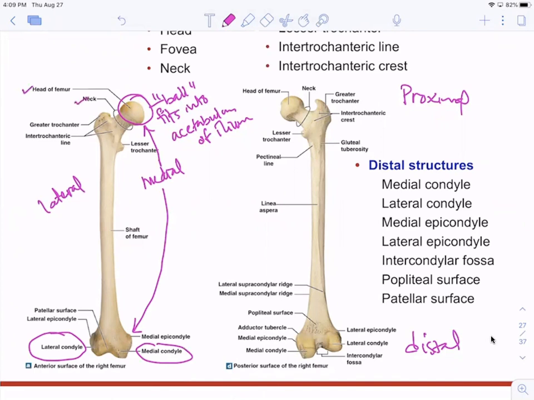Now, remember I talked about greater and lesser trochanters. The greater trochanter is lateral, and it's bigger. This is the hip bump. The lesser trochanter is medial and kind of posterior.